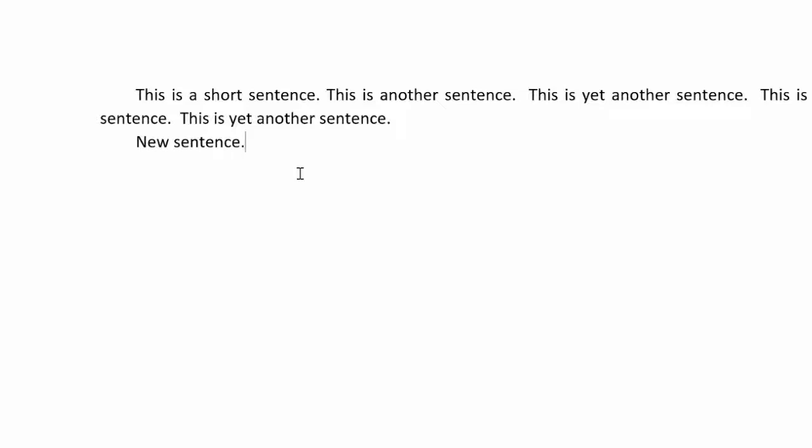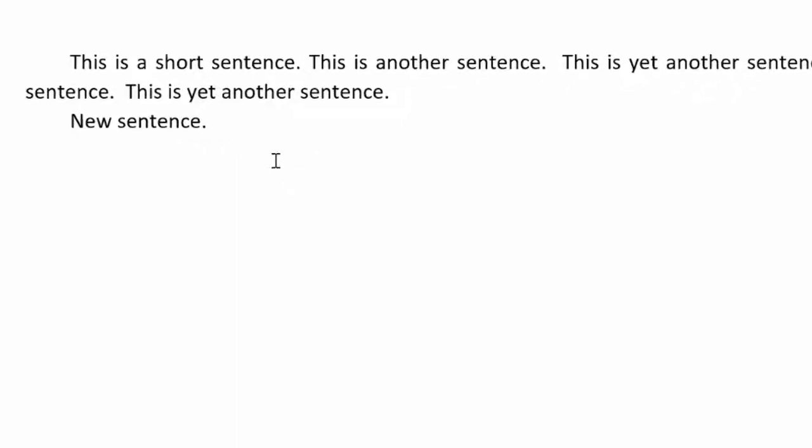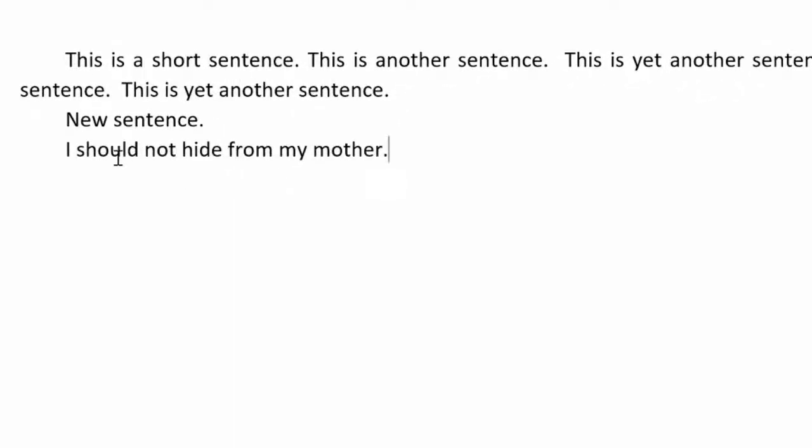Let's look at some other things, like the use of apostrophes. Here's a sentence that says, "I should not hide from my mother." Now this can actually be condensed by getting rid of the space between "should" and "not," getting rid of the O and replacing it with an apostrophe. So it becomes, instead of "should not," "I shouldn't hide from my mother." This is one way that you can eliminate spaces.